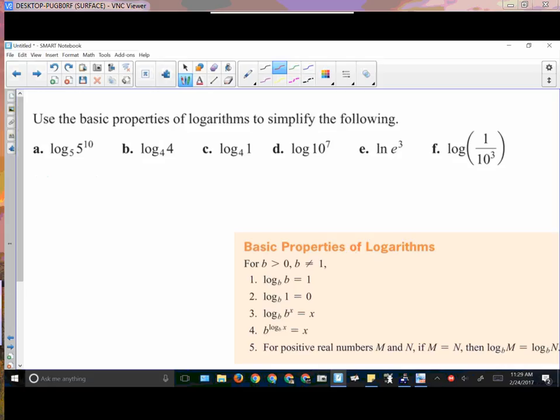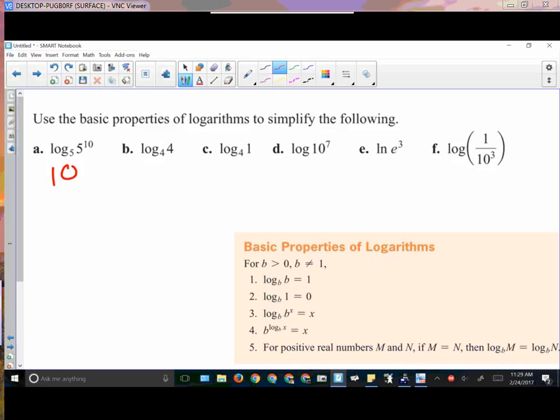Well, log base 5 of 5 to the 10th. I want to look for something where these two are the same. Well, if I look at number 1, it's got log base b of b to the x. Okay, so that looks promising, but I got another number up there. So I got b to the x, and that means it's going to be equal to x. So I look at this. Oh, that's easy. That's 10. Why? Because it fits this particular pattern.